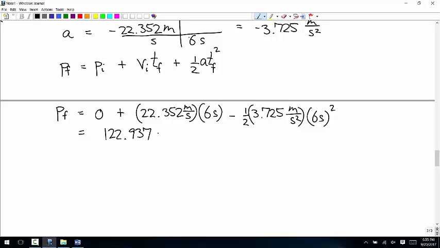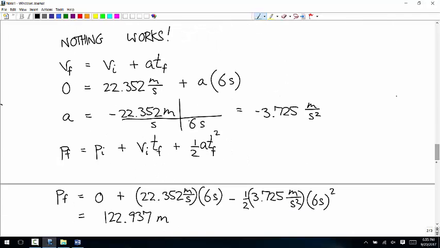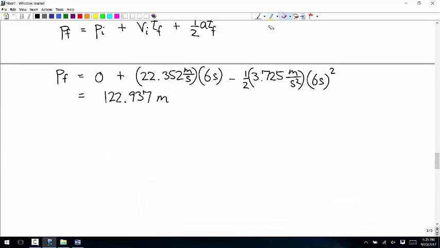122.937 meters. That's a long way. Those are not good brakes. Takes 6 seconds. That's too big, isn't it? 67.06. I'm surprised it's that big too.